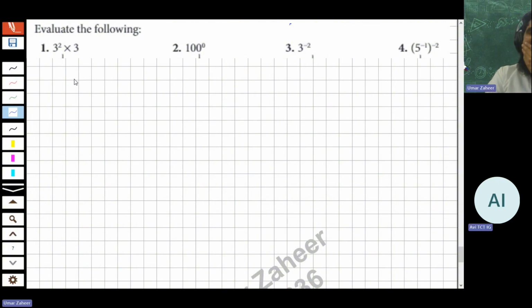No, bases are same. We just have to add the powers. So 2 plus 1, that will be 3. And 3 cube will be equal to 3 times 3 is 9. 9 times 3 is 27. Clear? You can also do 3 square is 9. 9 multiplied by 3, that will be 27.